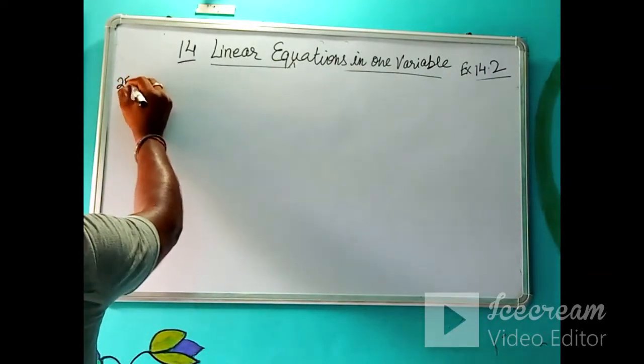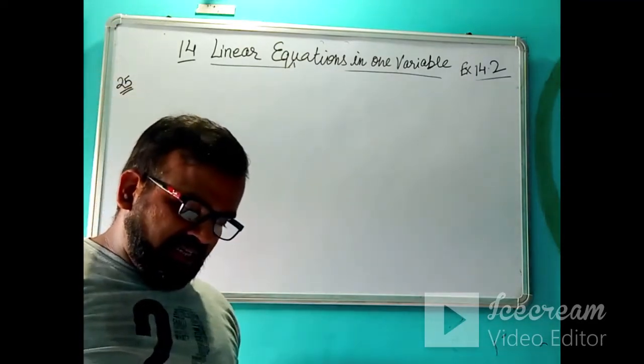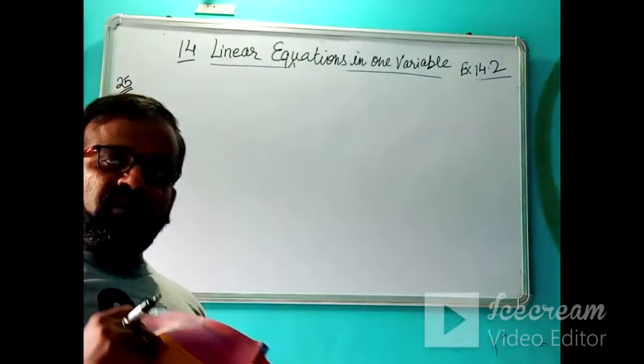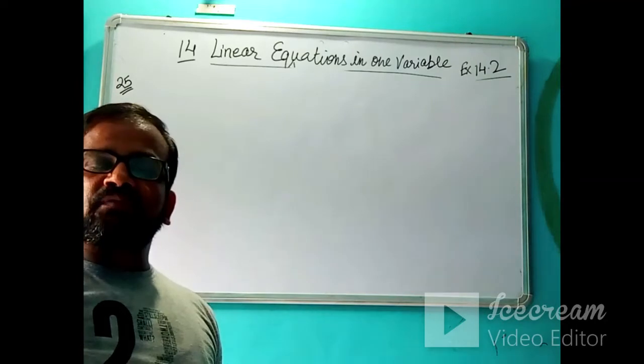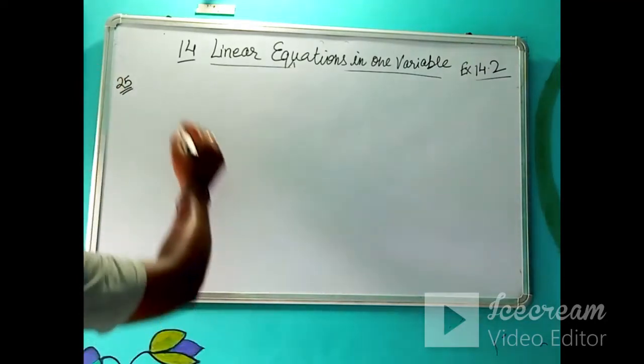Let's see one more question. Question number 25. Two supplementary angles differ by 10x. So what do we know about supplementary angles? Supplementary angles are those angles whose sum is 180 degree.